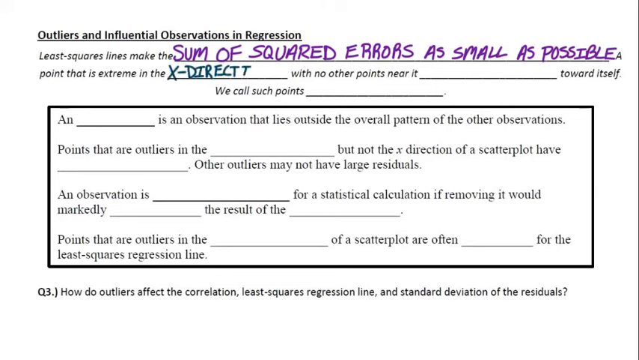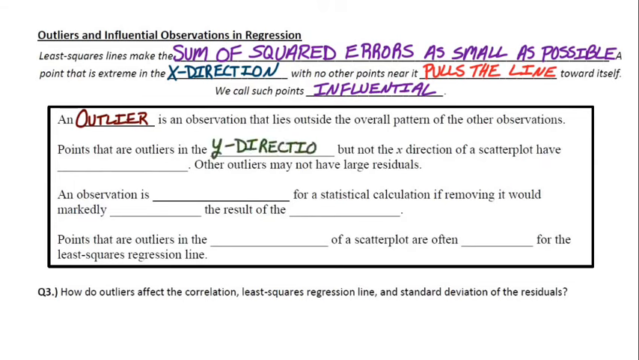A point that is extreme in the x direction, so right, left, like the x-axis, if it's extreme to the right or left, with no other points near it, will actually pull the line toward itself. And those are the points that we call influential. So influential points are like outliers, but they're far right or far left. They really pull the line. An outlier in general is just a point that lies outside the overall pattern.